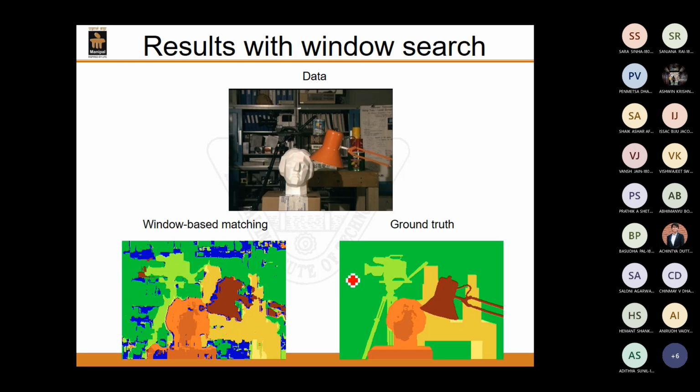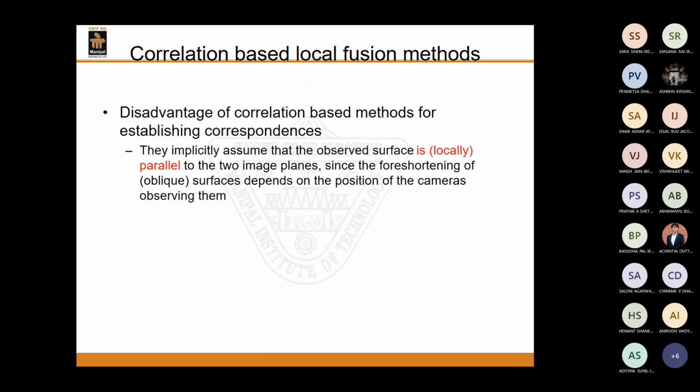If you make a comparison, you are able to retrieve some of the information, but at the same time a lot of noise has crept in. It is not a faithful representation of the ground truth which is given to us. Remember that this approach is a local method, in the sense we just consider a small neighborhood around the pixels and use it for calculating the correlation. So the disadvantage is that you're making use of only local information.